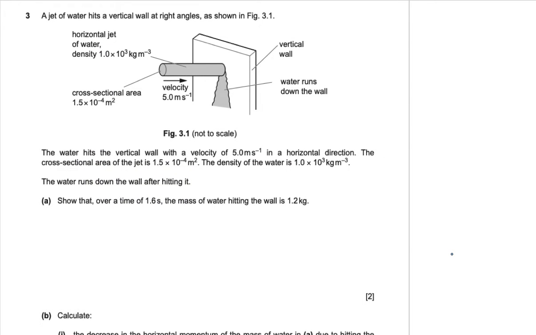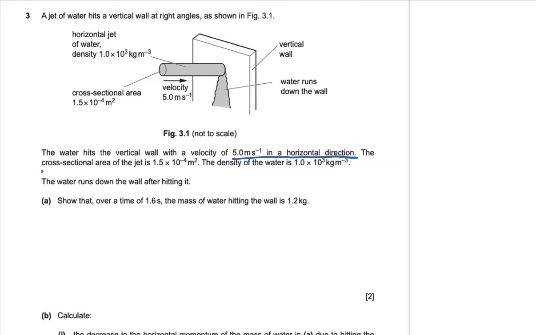Now question number 3, a jet of water hits a vertical wall at right angles as shown in figure 3.1. The water hits the vertical wall with a velocity of 5 meters per second in a horizontal direction. So it hits the wall with this speed in a horizontal direction. The cross-sectional area of the jet is 1.5 × 10^-4 meters squared. The density of the water is 10^3 kilograms per meter cubed.